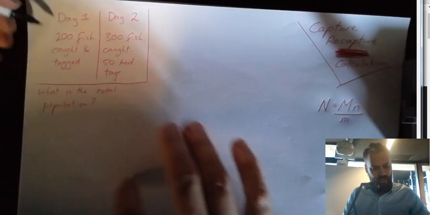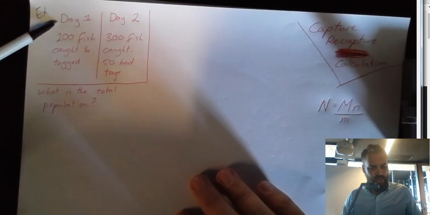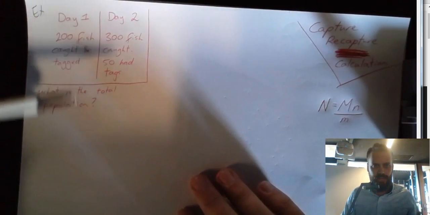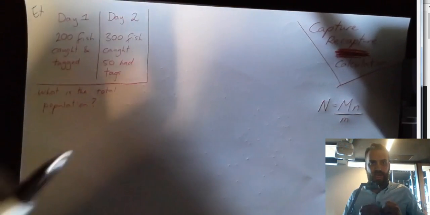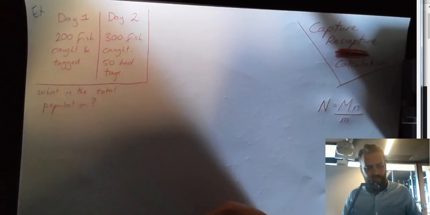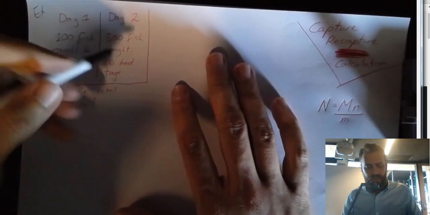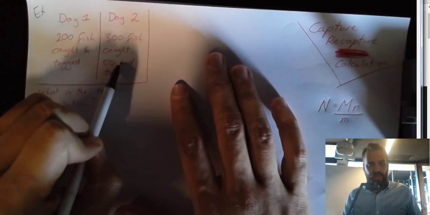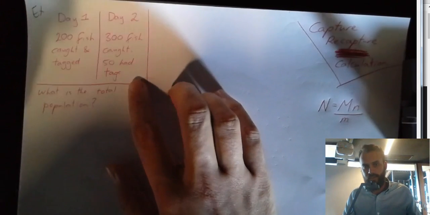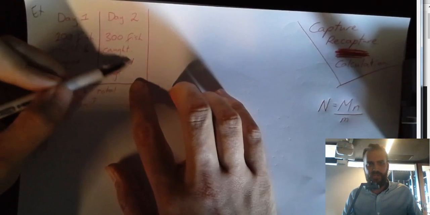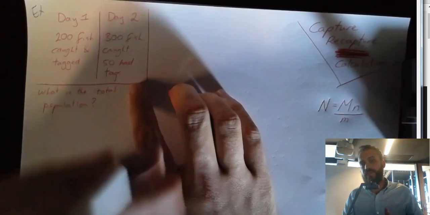So here's the question, or really the scenario. On day 1, 200 fish were caught and tagged. So you went to the dam, you went fishing, you caught 200 fish and you tagged them. You put a little mark on them. On day 2, you came back and you worked even harder this time and you caught 300 fish. Now, every time you caught a fish, you looked at it and you checked to see if it had a tag or not. Turns out that 50 of the fish that you caught had tags. 250 didn't have tags, 50 of them did.